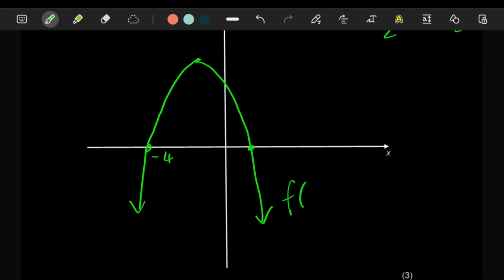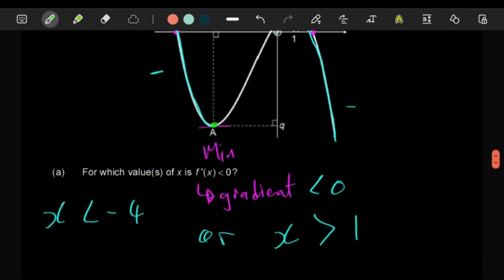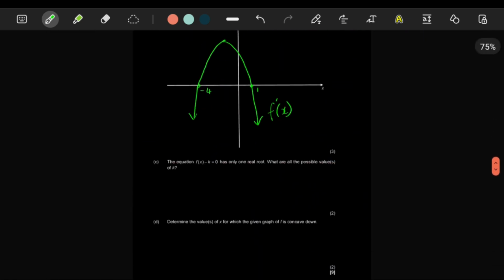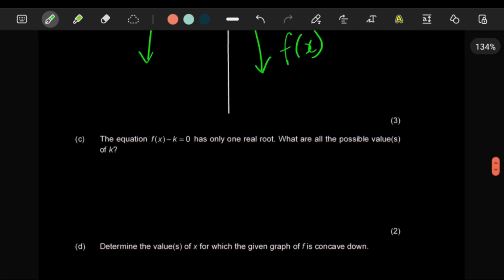So this is the first derivative. We have labeled 1 because of this point and -4 because of that point. There we go. 3 marks.